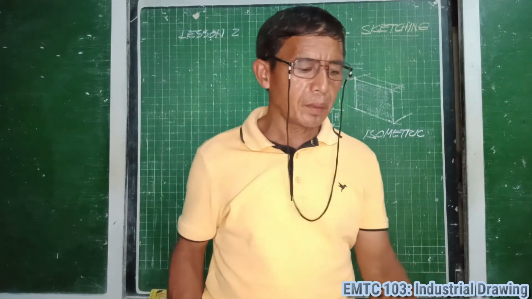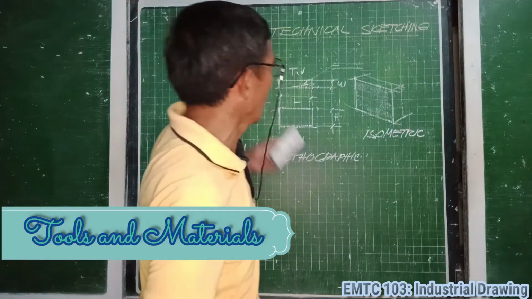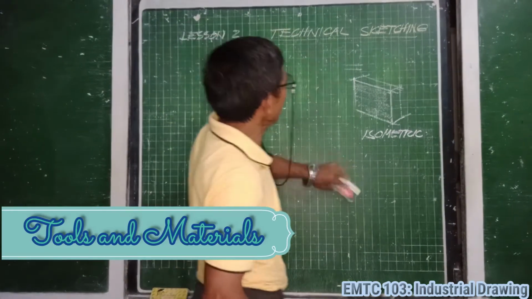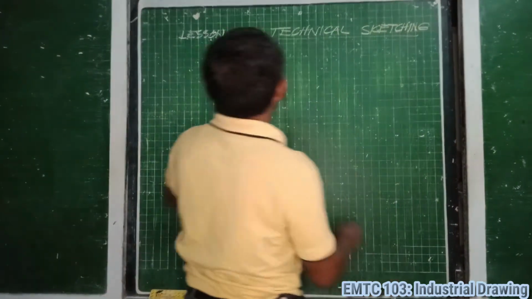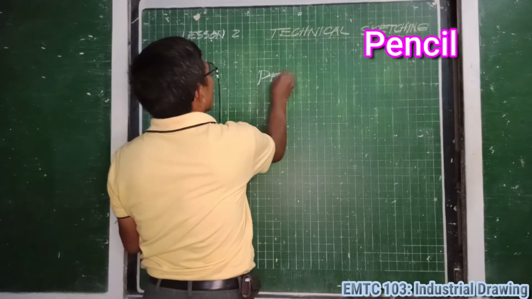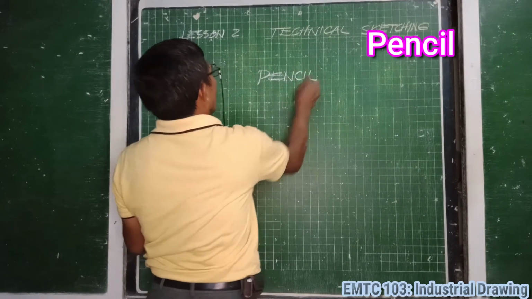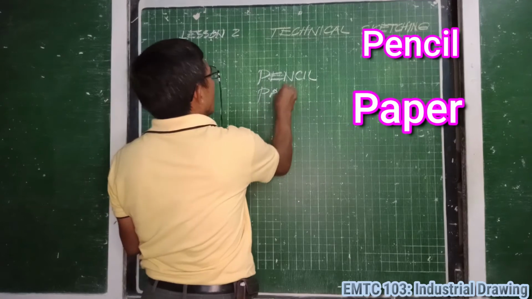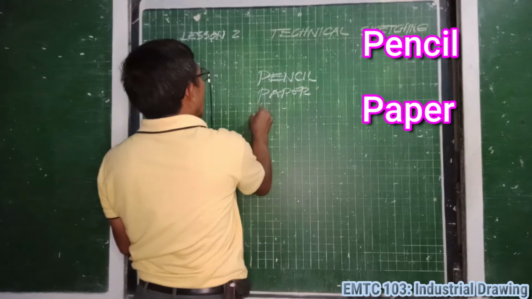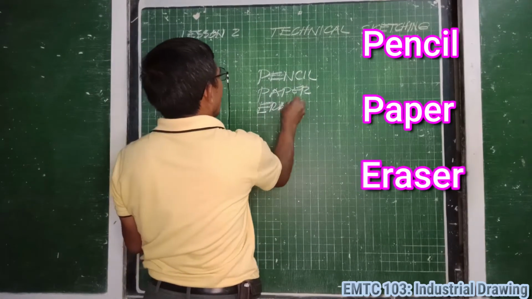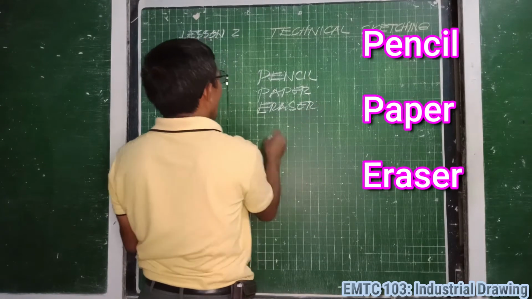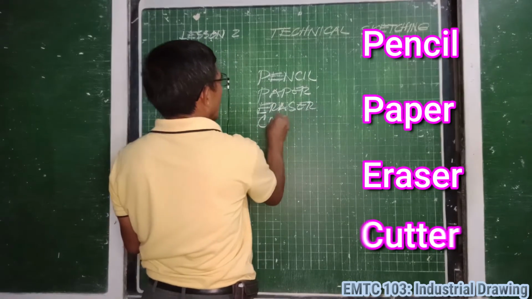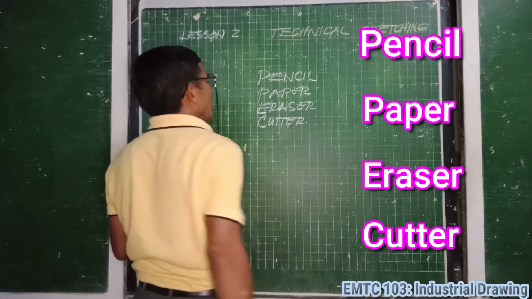What are the tools and materials needed in technical sketching? We have the pencil, the paper, the eraser. Of course, you also need a cutter to sharpen your pencil.